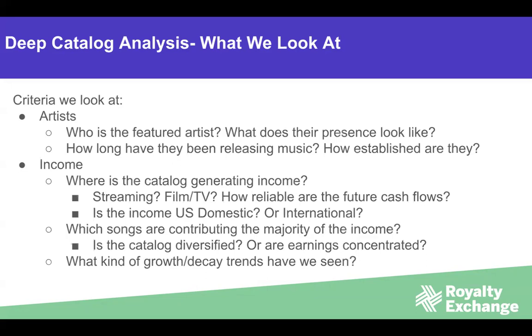So where's the catalog generating its income, and how reliable are those cash flows for the future? Is it earning from U.S. domestic? Is it an international catalog? That also is going to tell you a lot about the reach of the artist, which can be positive. In the case of Ocean Color Scene, they are going to be largely international from the UK, since this is paid by PRS, which is a UK performers' rights organization. So mostly international. Sometimes that can come with less data. Sometimes it's just fine. It kind of depends on the royalty payor there. That's something we want to look at.